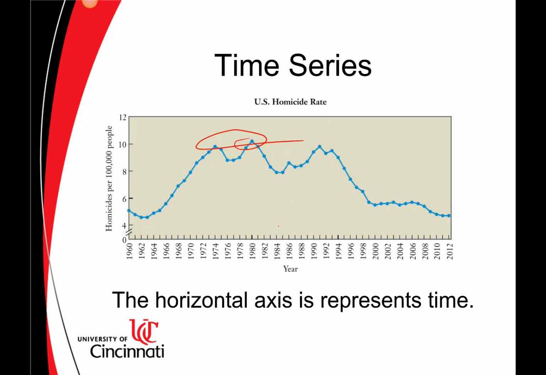One of the aspects of a graph that you want to study carefully is the vertical scale, because you can make things look really dramatically different that are not dramatically different. On this, you're looking at a difference between 4 or 5 and 10.